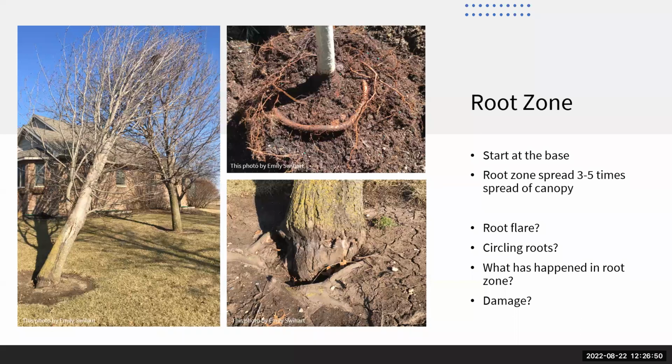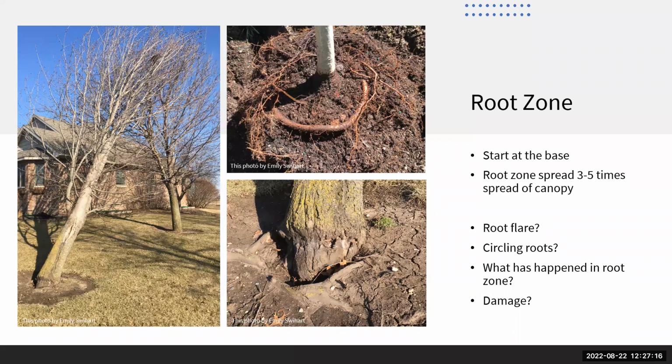So the roots are the anchoring source of a tree, right? They are also a nutrient and moisture uptake system. There's an exchange of nutrients and moisture between the canopy of the tree and the root zone. And so this is half of the tree that we should be managing. To assess it, you would want to start at the base of the tree and look for that root flare. This tree does not have it.